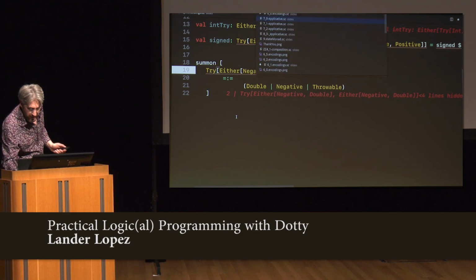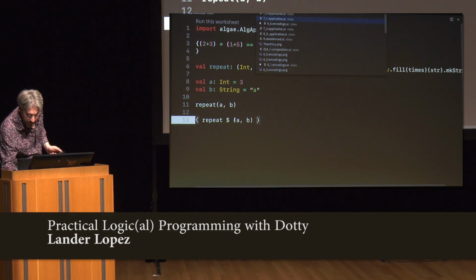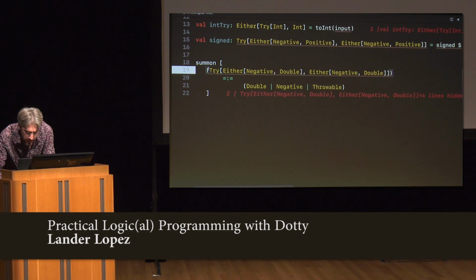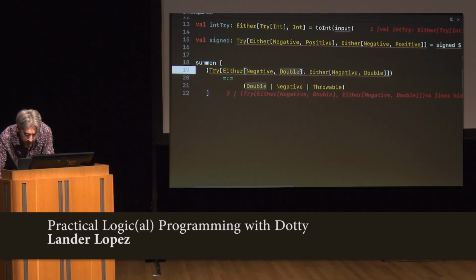Does Try take two type parameters? Huh? Yeah, maybe I'll try. Sorry, two type parameters? Yeah, I think you're right. Sorry, is it? Yes, Either. Yeah, sorry.